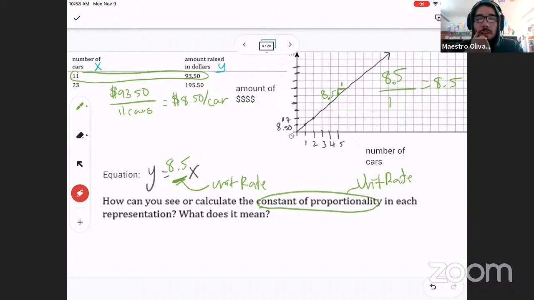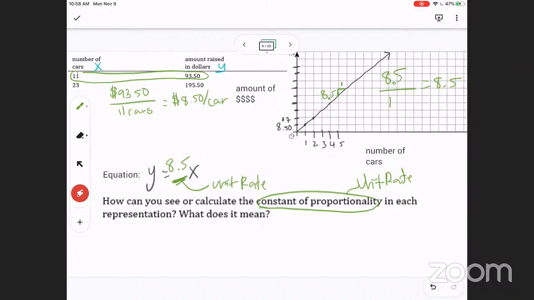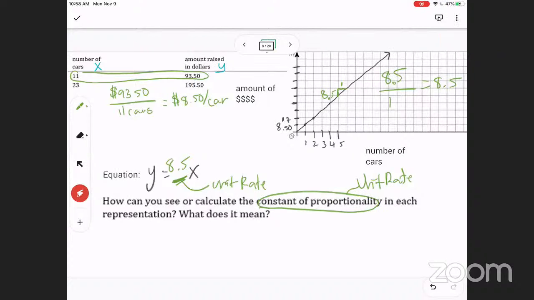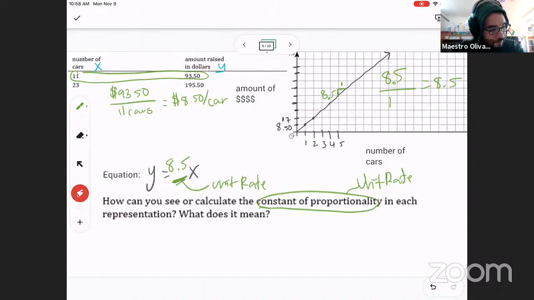If you are finished with the exit ticket, do not forget to do your homework. Yeah, don't forget to do your homework. But you can go ahead and log off. Have a good one.